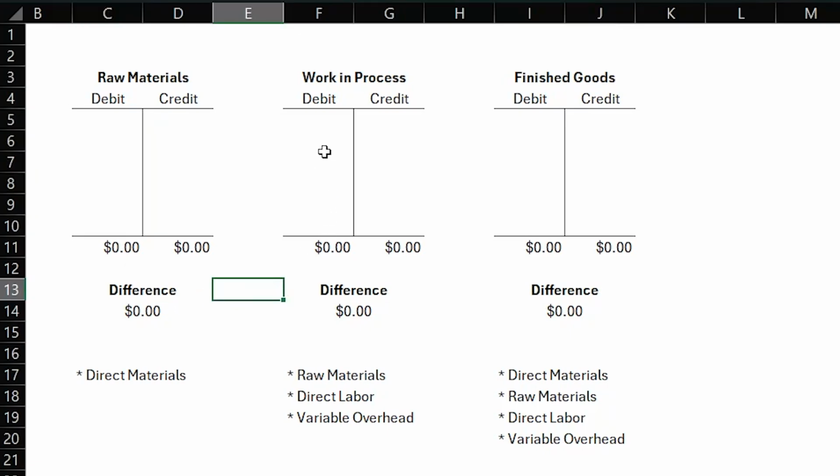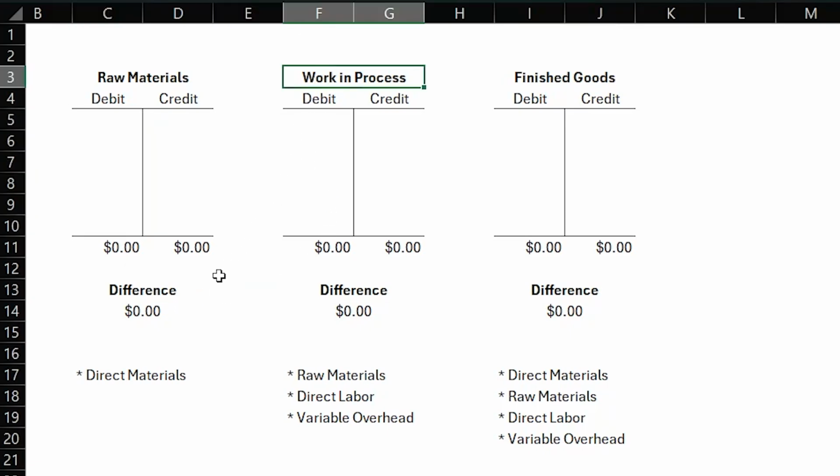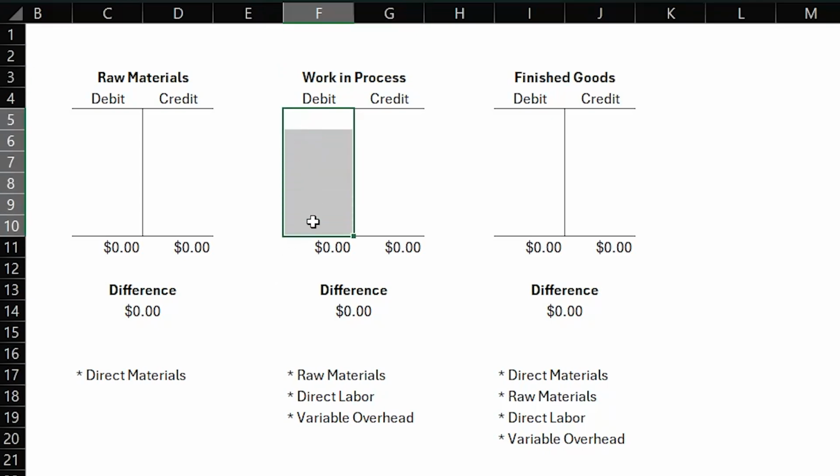Next, we have our work in process, which includes raw materials as well as any direct labor used. We also add something called variable overhead, which consists of things such as energy expenses, janitor wages, repairs and maintenance, and depreciation. These are all added up to compute the expenses involved in getting these products built. All these expenses are then added to the left-hand side of the column, also known as a debit.